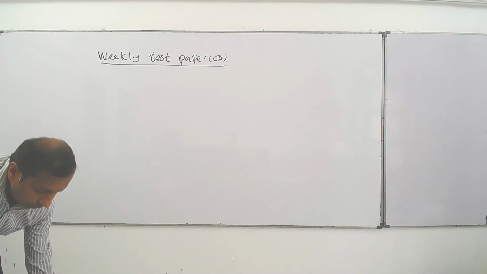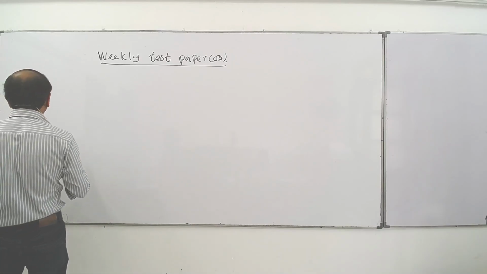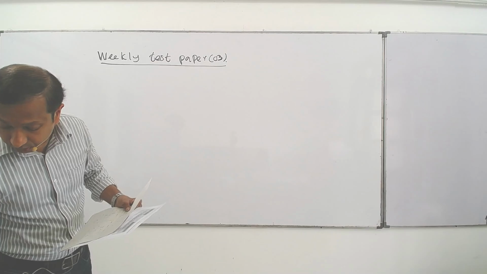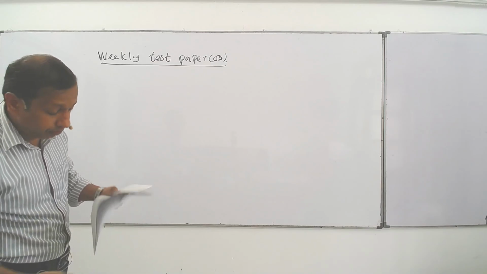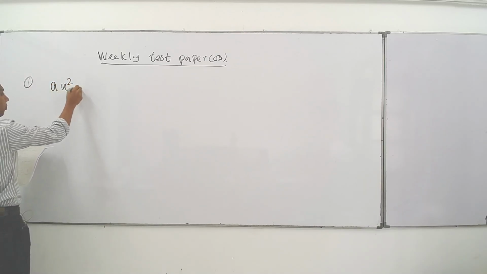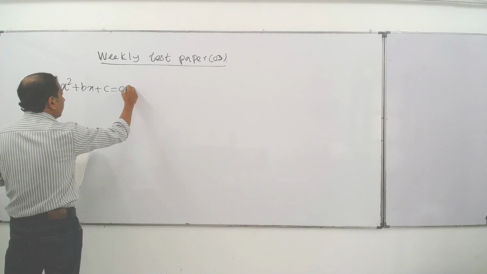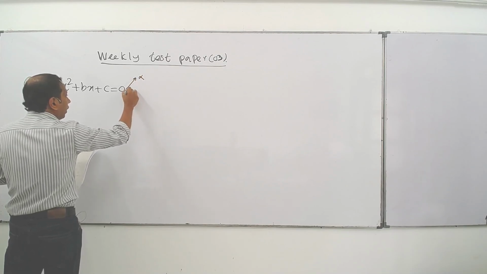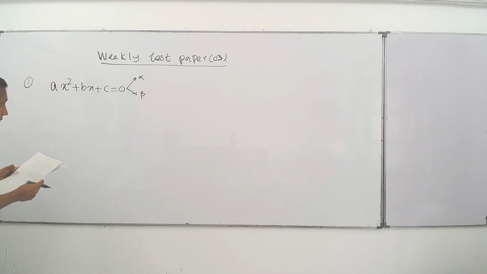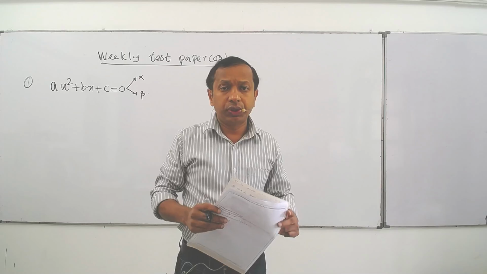Now here we are supposed to take it like this. We are given the equation ax squared plus bx plus c equals 0. This has the roots alpha and beta. Now I am going to write the quadratic equation with the roots alpha and beta.